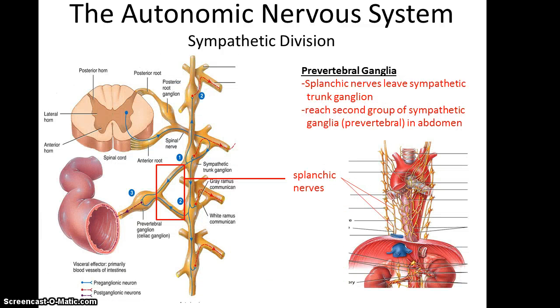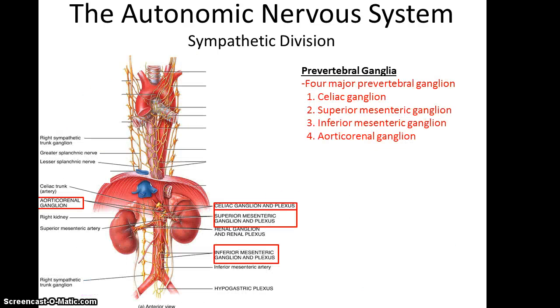So, here is again a view of the splanchnic nerves, which leave the trunk ganglion structure without synapsing and then synapse in a prevertebral ganglion to get to the effector. This is, well, let's be honest, really complicated. And some of the splanchnic nerves are actually coming from the thoracic cavity and going into the abdominal cavity in order to get to the effectors that they find most important.